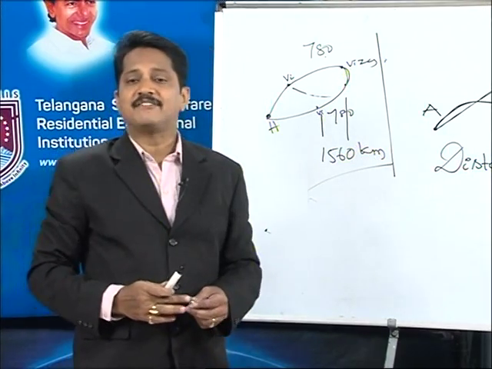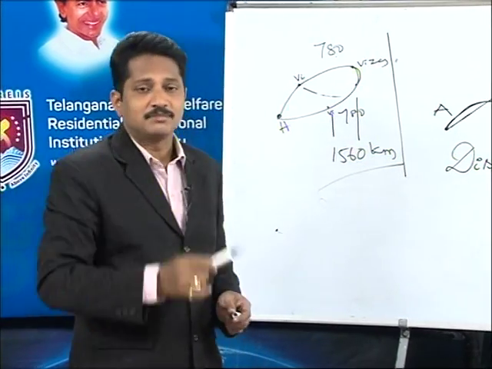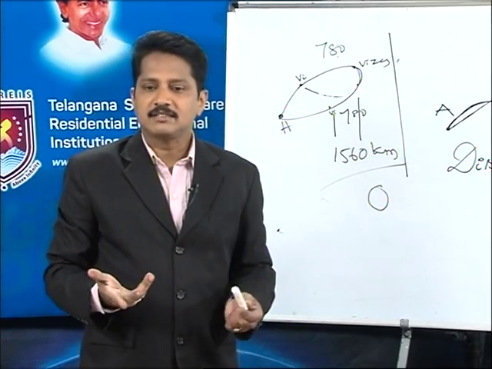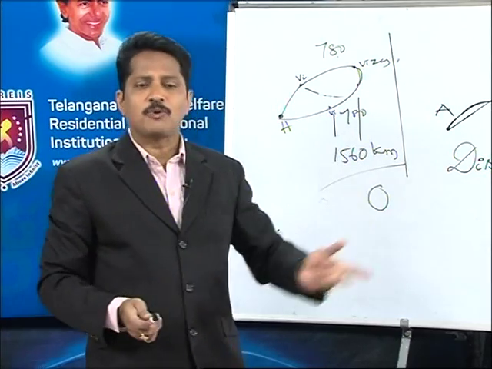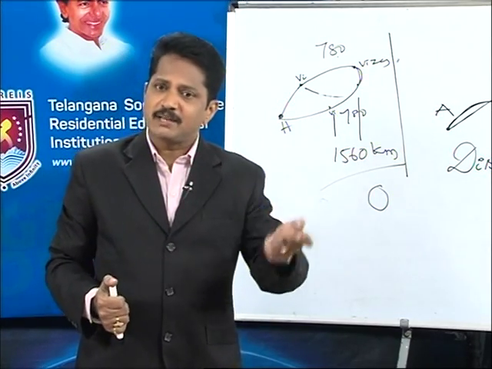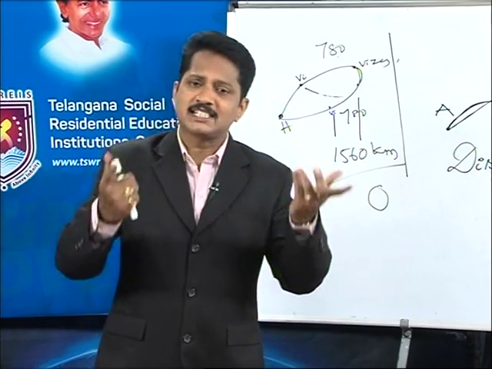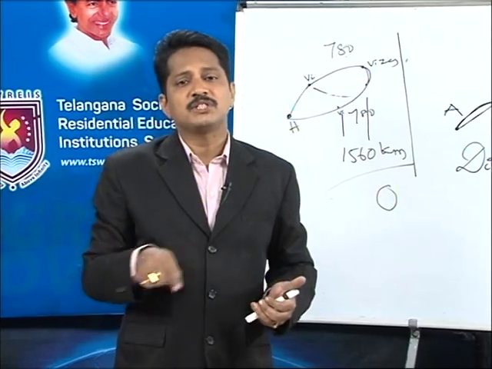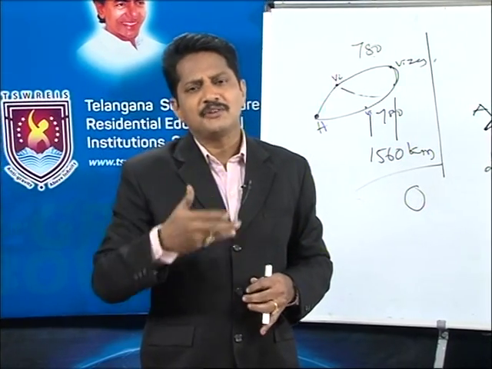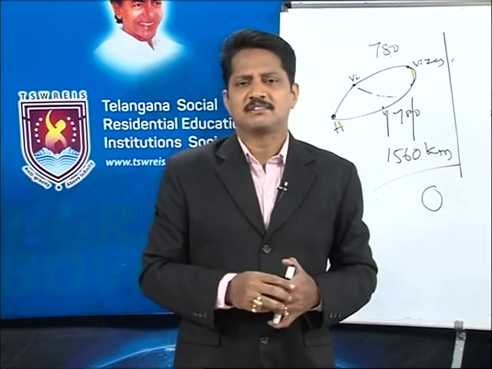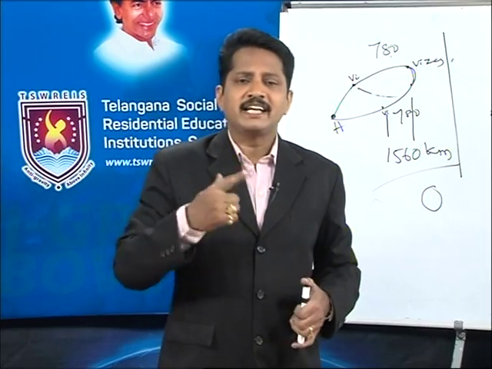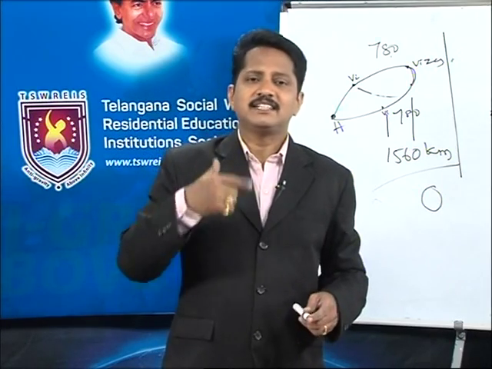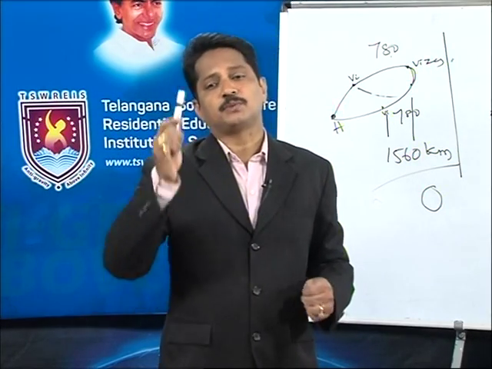This is the distance travelled by you, but the displacement becomes 0. What is the reason? When the final point and the initial point are both the same, then the displacement becomes 0. So, how do you generalize this? When a body is moving in a circular path, when it completes one rotation, then the displacement is 0.